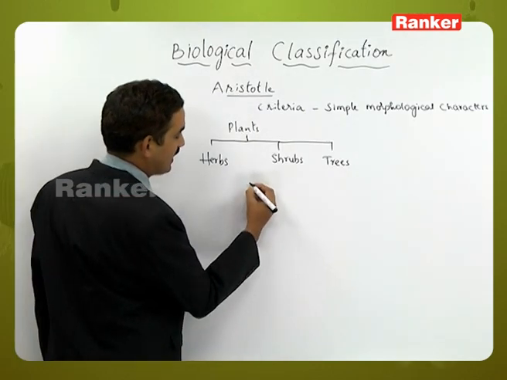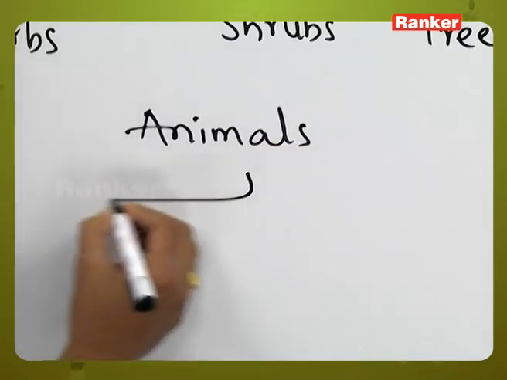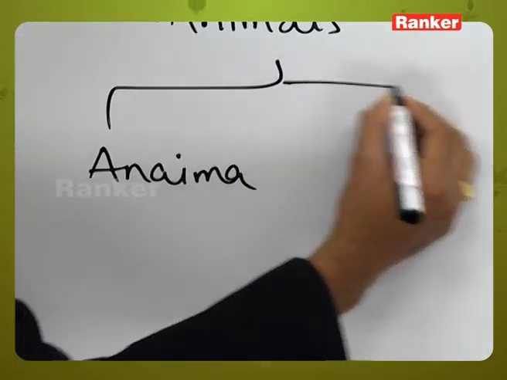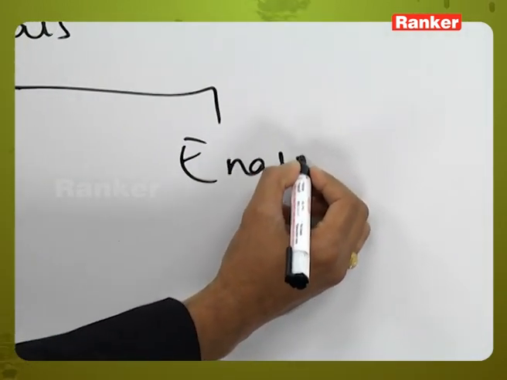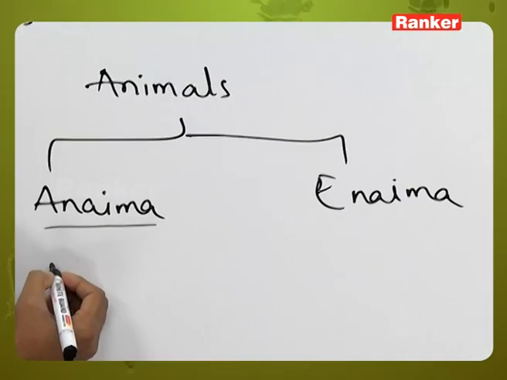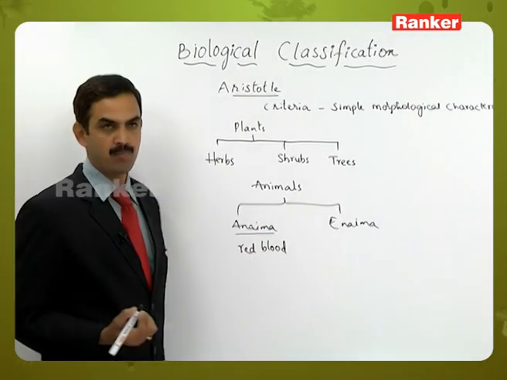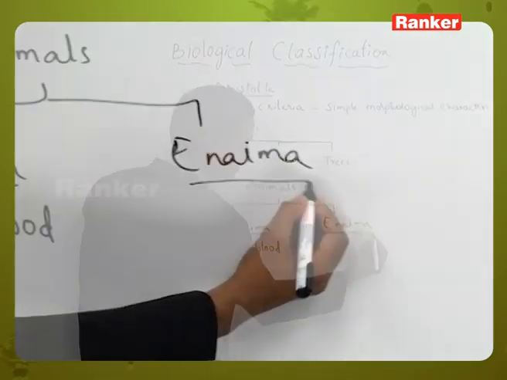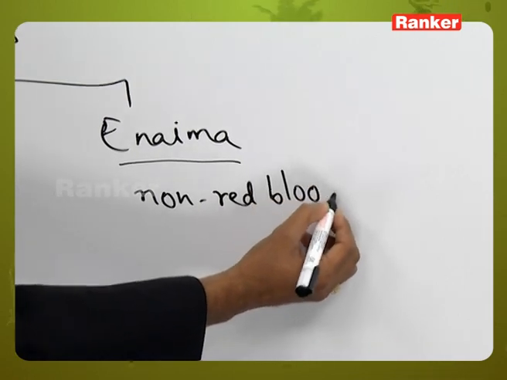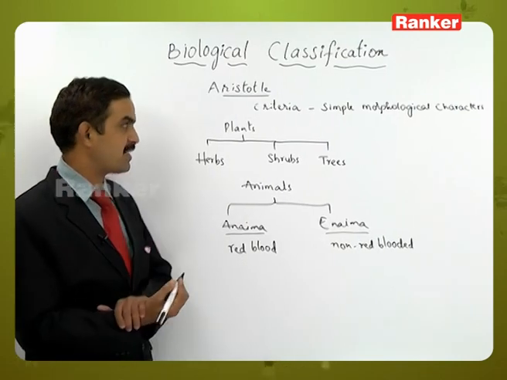In the same way, he classified the animals also. He classified animals into two groups: one is Anaima and the other is Enaima. Anaima includes the animals which contain red blood, or red blood cells, whereas Enaima includes non-red blooded animals. That is the basic criteria considered by this scientist.